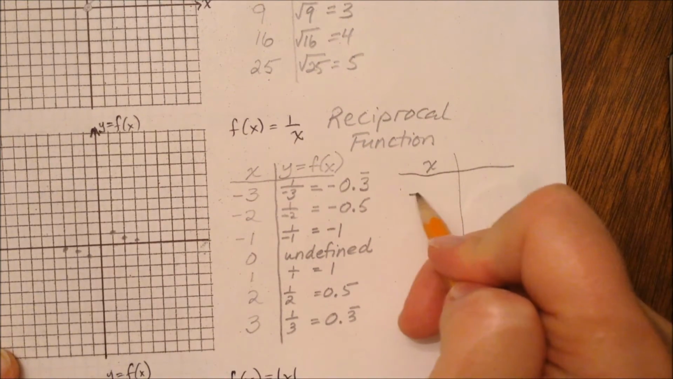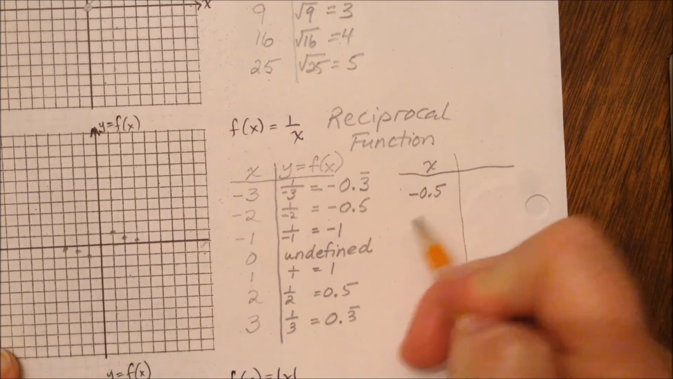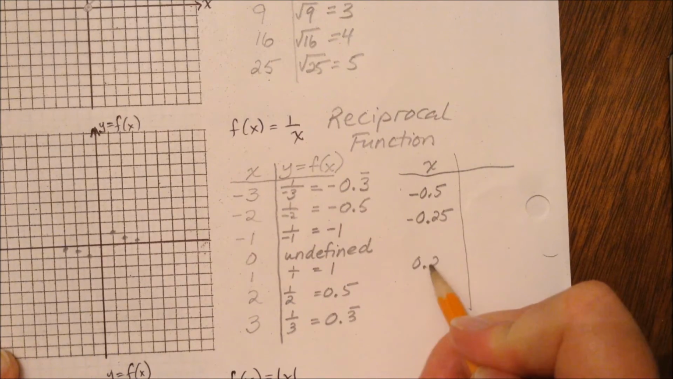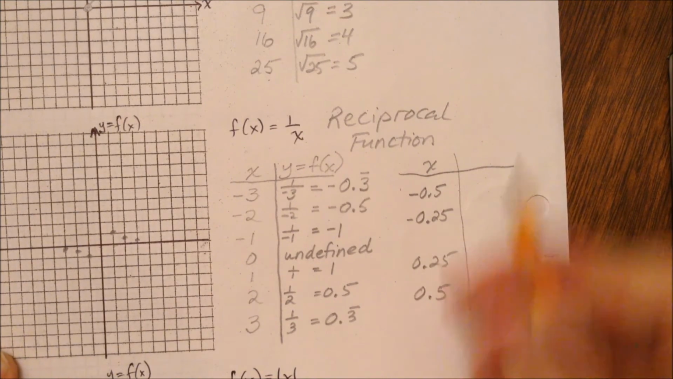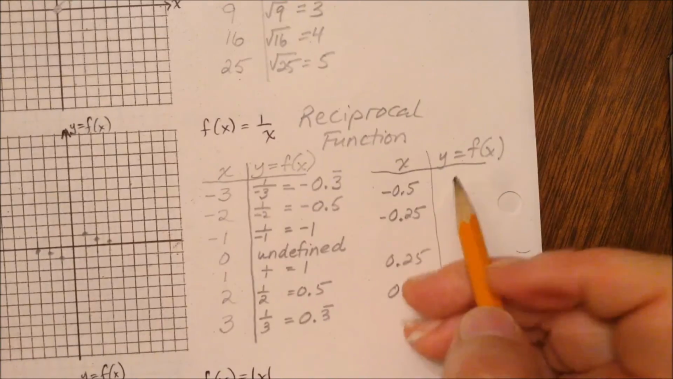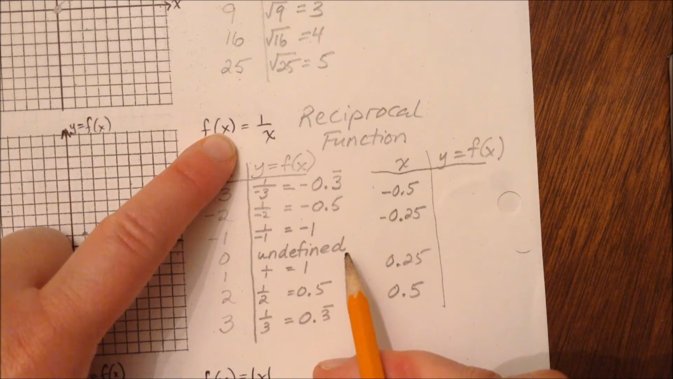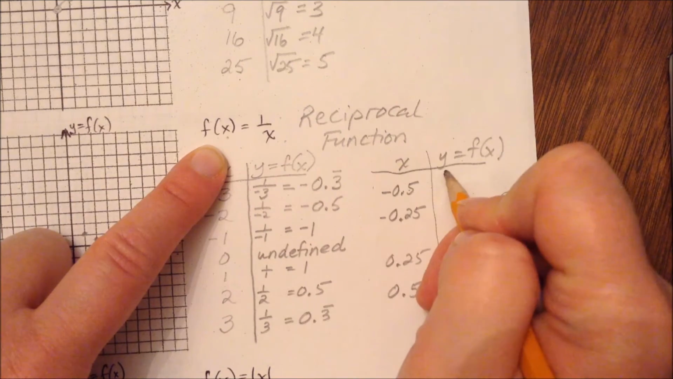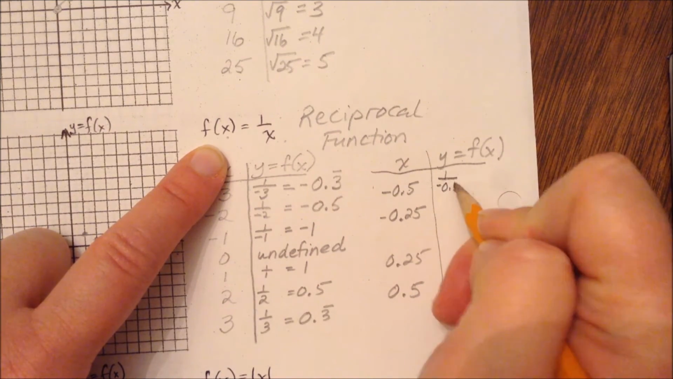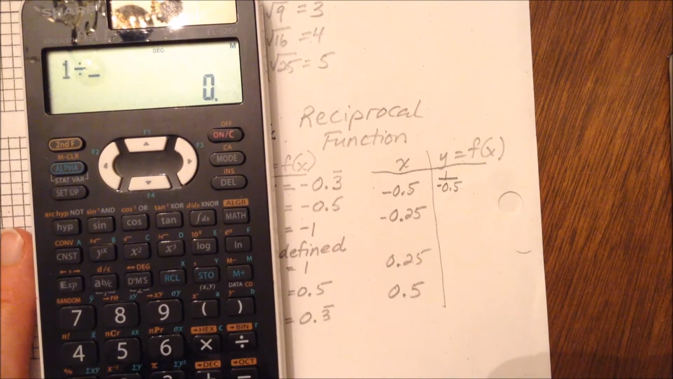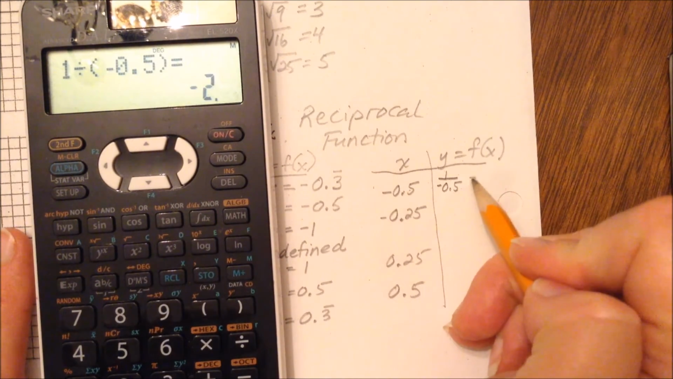I'm going to choose -0.5 for x, -0.25. And I'm going to choose 0.25 and 0.5, just to get a little bit more idea of what is going on. So if I substitute -0.5 into x, I get 1 divided by -0.5. And if you're not sure how to do that on your calculator, so 1 divided by -0.5 is -2.